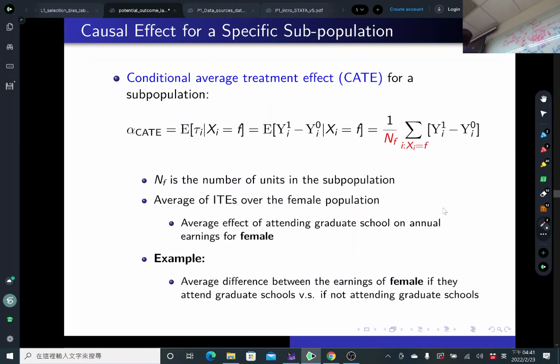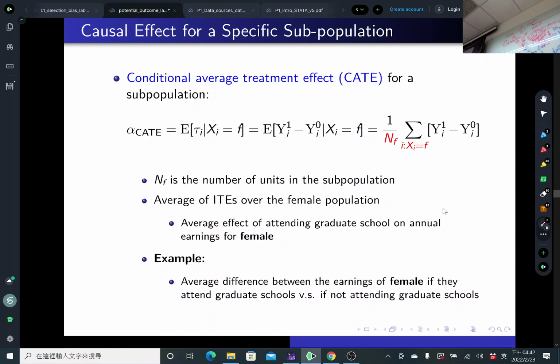And we use this notation to define the conditional average treatment effect, which we call CATE. That's simple. We basically restrict our sample to those who satisfy this condition. For example, X is the gender, and X equal to F means female. So we just want to know the effect of attending grade school for the female. We just sum up the individual effect for all the females and divide it by the number of females in the population. You can get this effect.